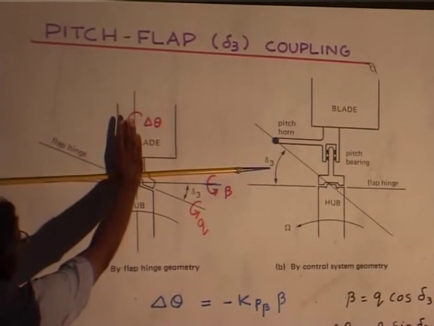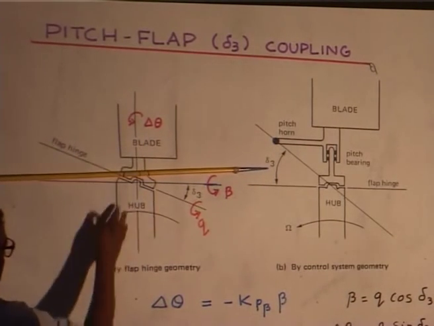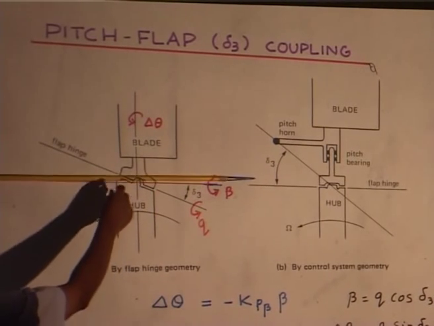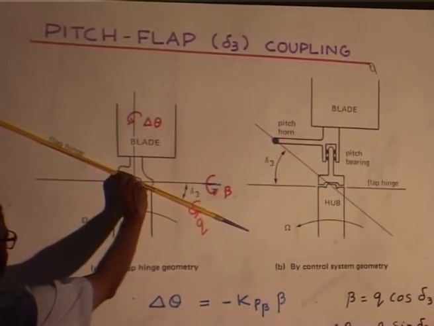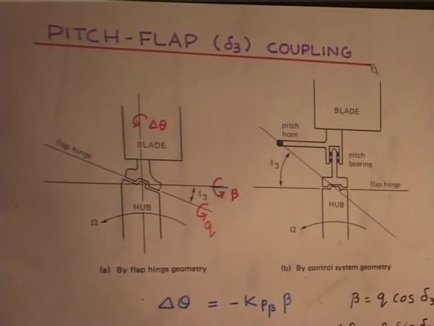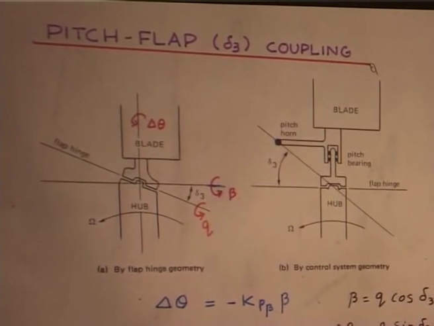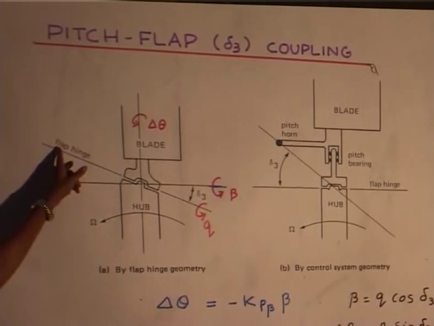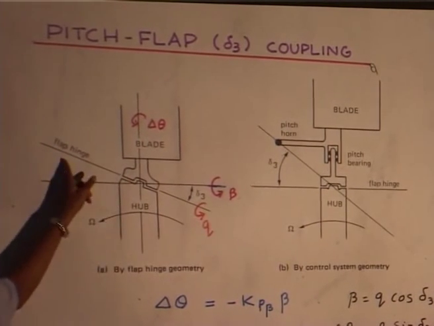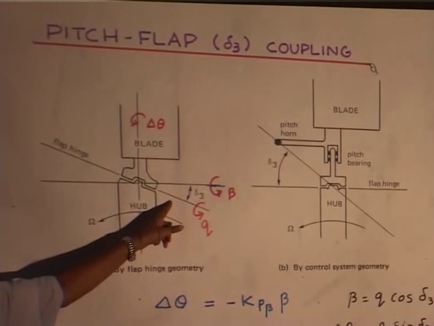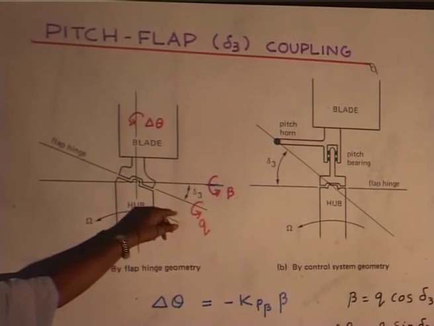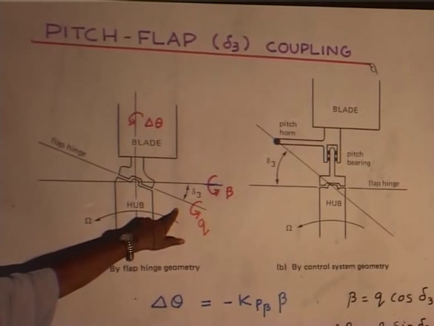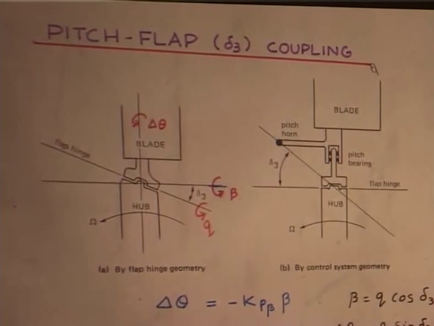Whenever there is flap motion, the blade will come up and down, because this is the hub and it is the direction of rotation omega. But if the flap hinge is slightly inclined, now it can only flap about this hinge. The blade can only rotate about this hinge, because it cannot rotate about the other.